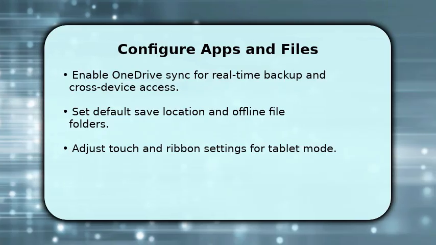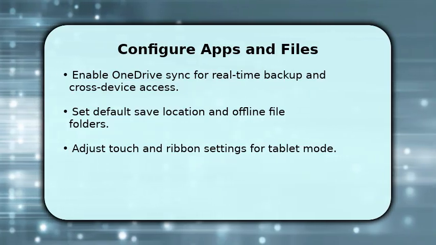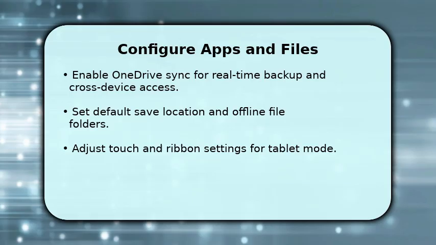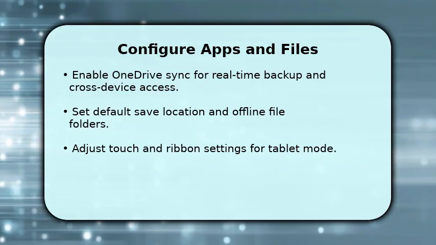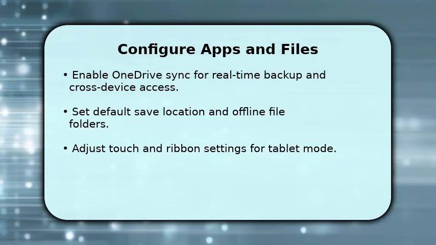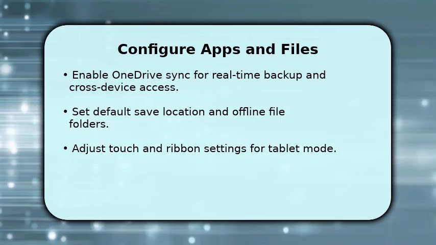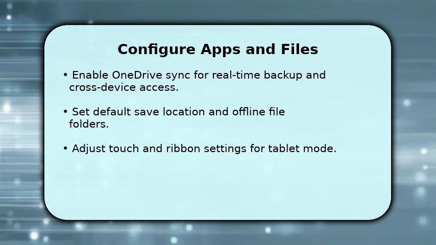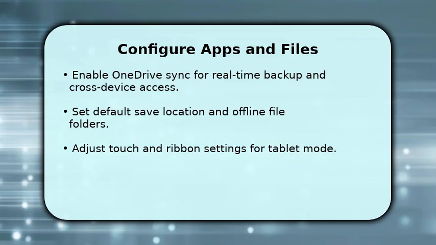Next, you configure each app for efficient tablet use. First, enable OneDrive Sync so documents save automatically and appear on your PC. This prevents version confusion. Then, set the default save location to OneDrive or local offline folders to control storage.